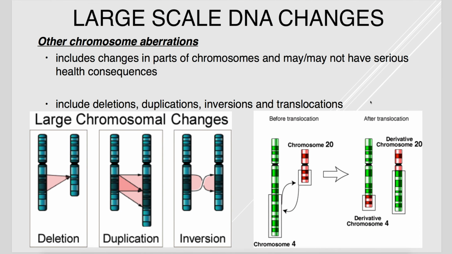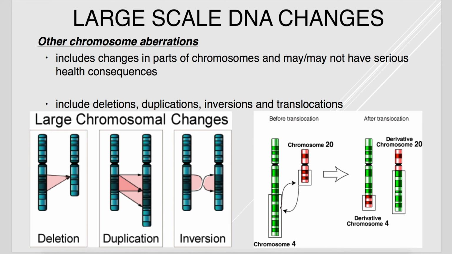So other chromosome aberrations: again, there's all sorts of strange things that can happen. You can have very large scale duplications, where portions of these chromosomes actually duplicate themselves. You can have large scale deletions where portions are deleted. You can have inversions where portions of the chromosomes turn themselves on their end. There's a whole bunch of stuff that can happen.